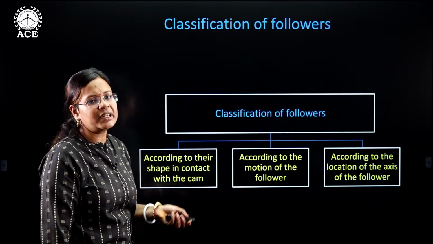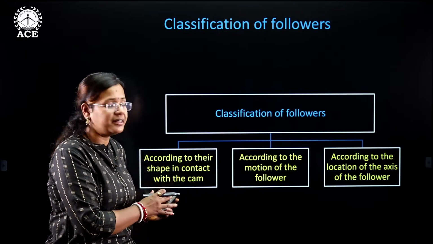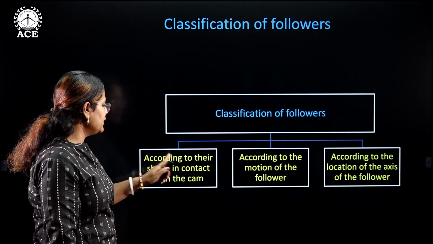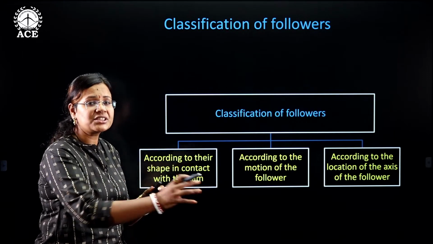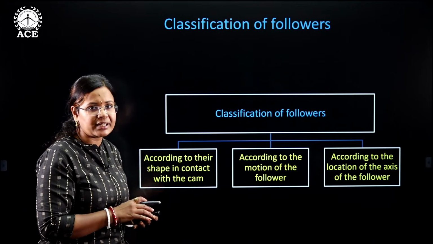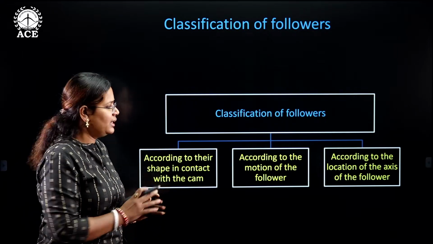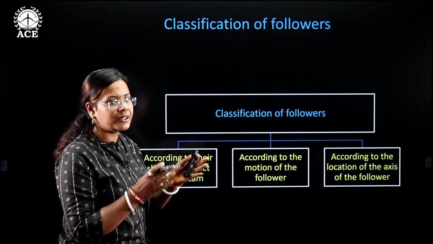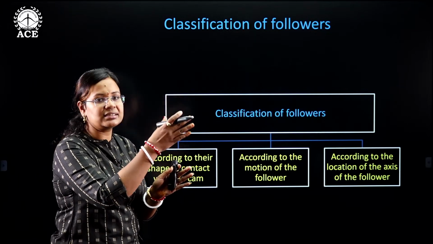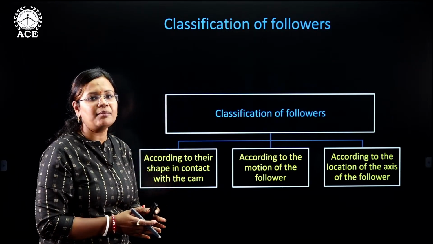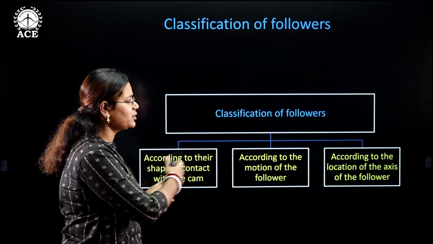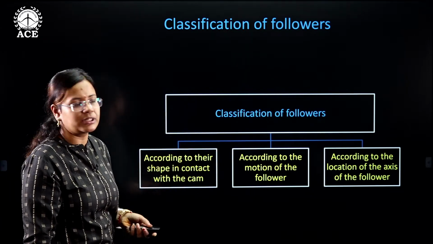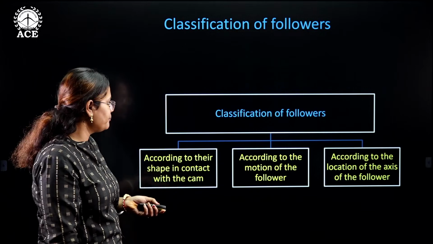Let us see. Classification of followers is basically divided into three different ways. The first one is according to the shape in contact with the cam. How is the shape given to the follower which is in contact with the cam? Based on that the followers are divided. The second basis of division is the motion of the follower. The third one is according to the location of the axis, whether it coincides with the center of the cam or is at an offset. We will see the different classifications in the next slide, but this is the basic division of the classification of the followers. So let us learn each one individually.